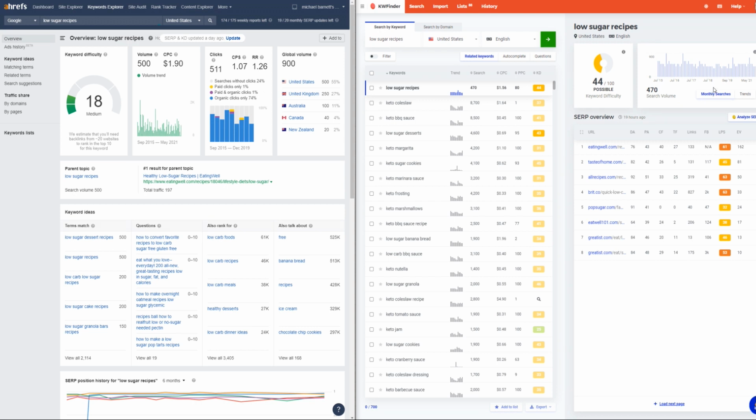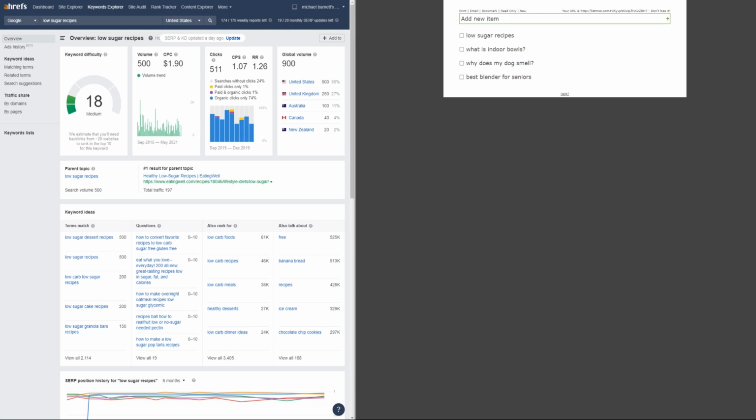Okay, so far I'm really impressed with how much KWFinder is holding up against AHRefs, one of the apparent massive websites in this space. Okay, let's do the next one.